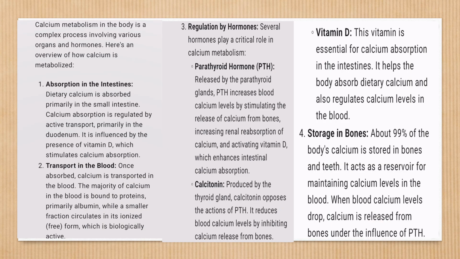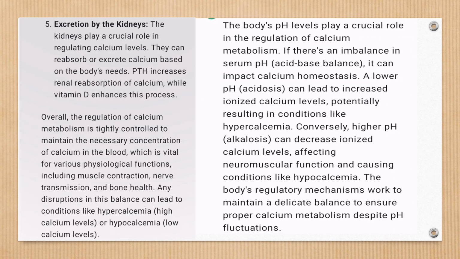Here we have added these slides. Please read them carefully. It will be helpful for you to understand how to write calcium metabolism as a long answer in exams. First of all, absorption in the intestine takes place, then it is transported to the blood, and then it is regulated by various hormones like parathyroid hormone, calcitonin, and vitamin D. It is either stored in bones and later on it is excreted by the kidneys.